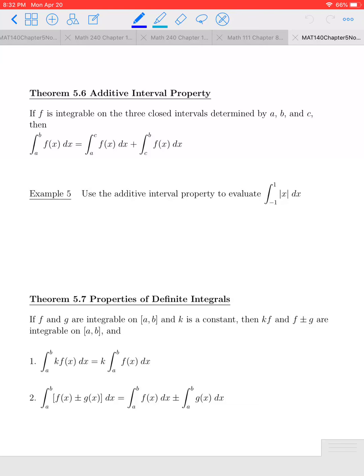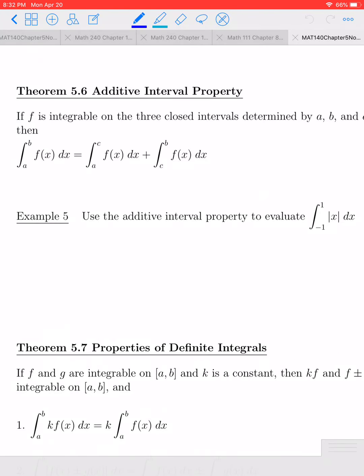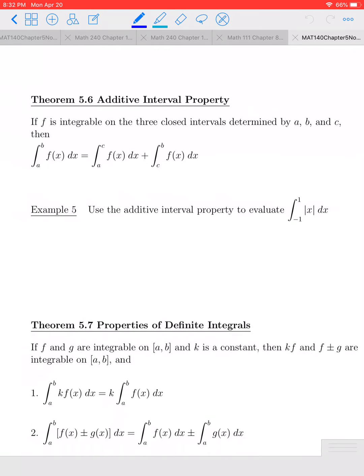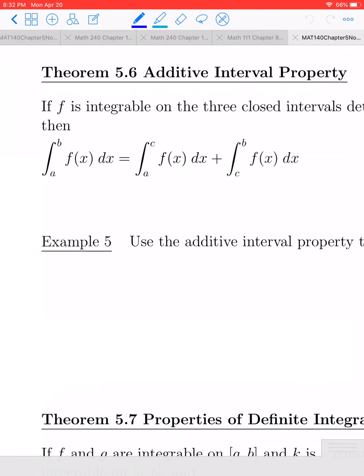Theorem 5.6 is referred to as the additive interval property. Suppose that f is integrable on the three closed intervals determined by a, b, and c. Then the definite integral from a to b of f of x dx is equal to the definite integral from a to c of f of x dx plus the definite integral from c to b of f of x dx.